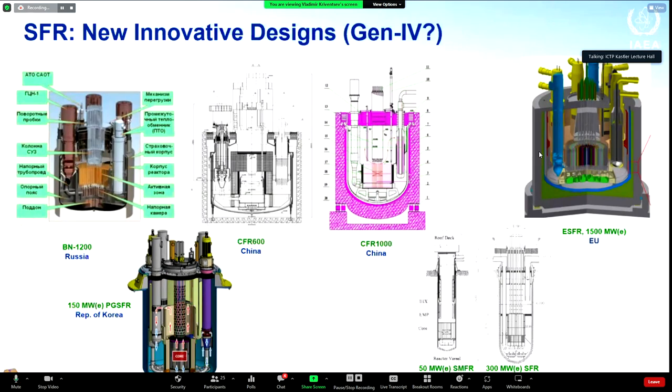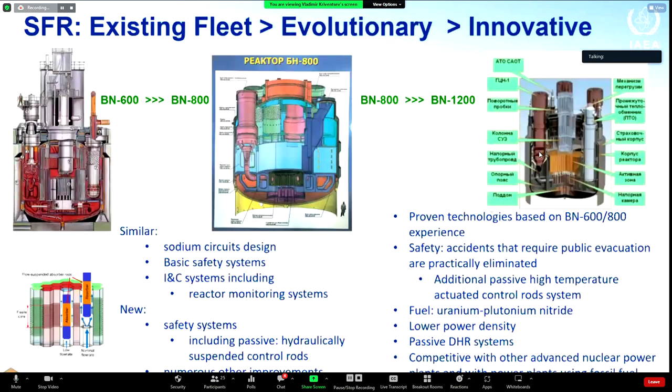There are several new innovative design which can be classified as generation four. It's BN 1200 in Russia, CFR 600 in China. This is difficult to identify, is it generation 3+ or generation four? But it's under construction. And CFR 1000 in China, that will be generation four reactor. There was a project of European SFR, European sodium cool fast reactor, which was 1500 megawatt electric, but now the power is lower, and then it's like hypothetical reactor, I would say. There are several other, but they're not really, not say this is a paper reactor, but the development are postponed, waiting for the political decisions and so on.